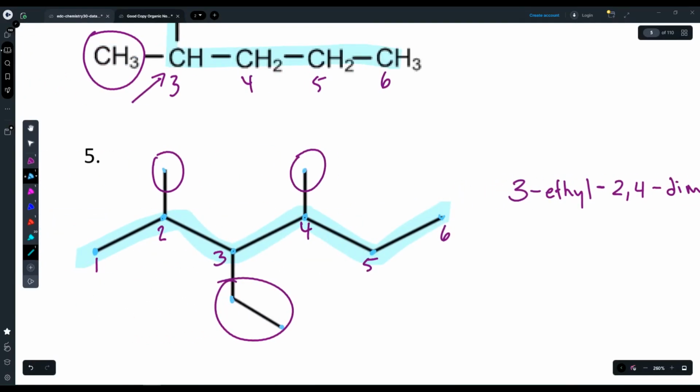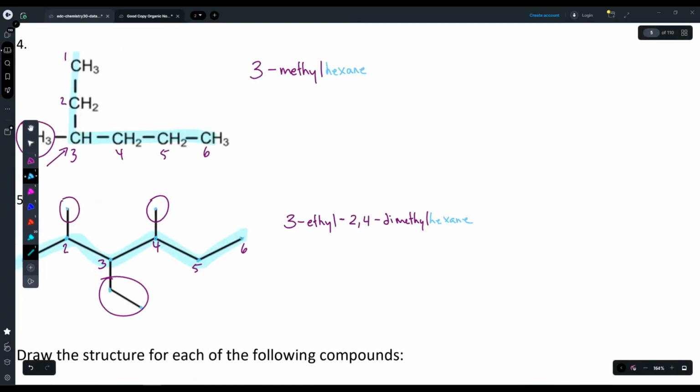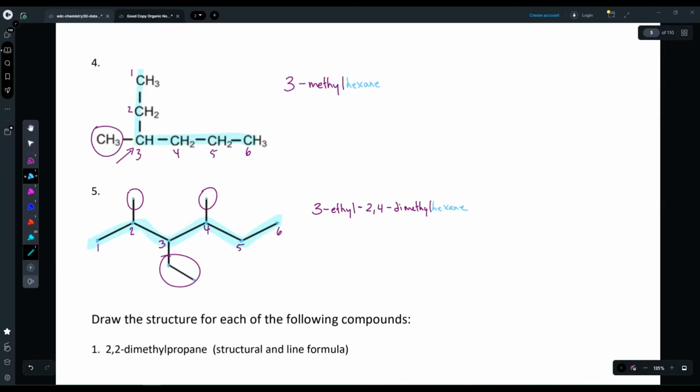And then let's talk about our parent chain. Well, there's 6 carbons there, and there's only single carbon-carbon bonds, so ANE. There you go.